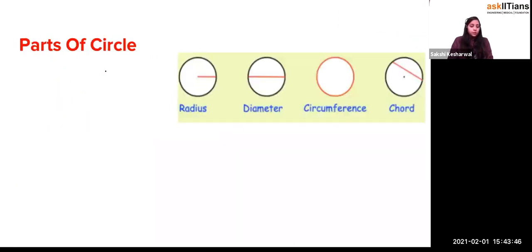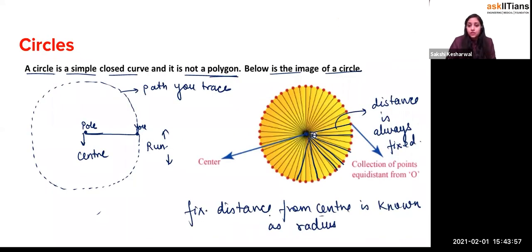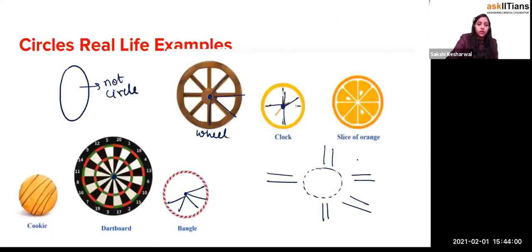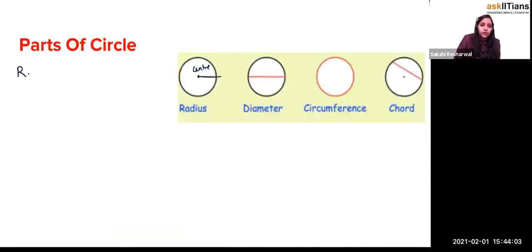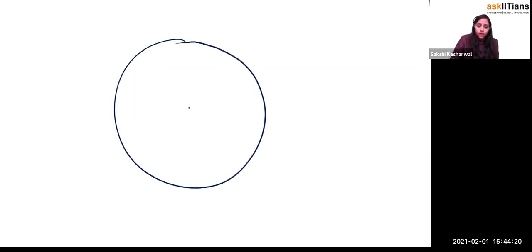Now, coming to the parts of the circle. What is a radius? If this is your center, as I wrote in the previous slide, what is a radius? Radius is basically the fixed distance from the center. I'll write down the definitions again. What is a radius, beta? Radius is basically the fixed distance from the center. Now if I have drawn a circle like this, this one is the center, and this one is your radius.